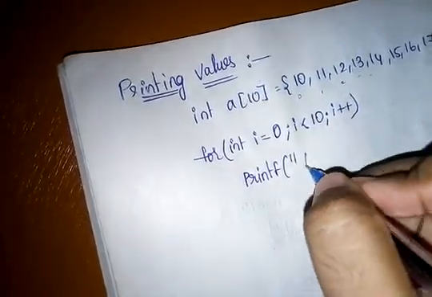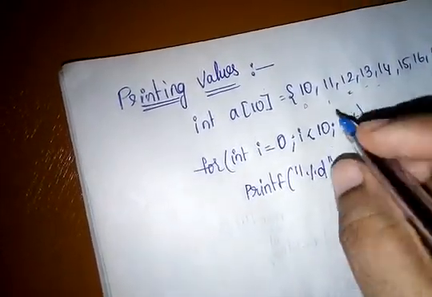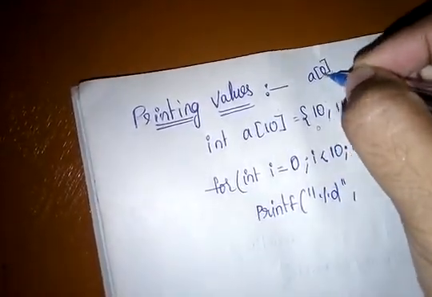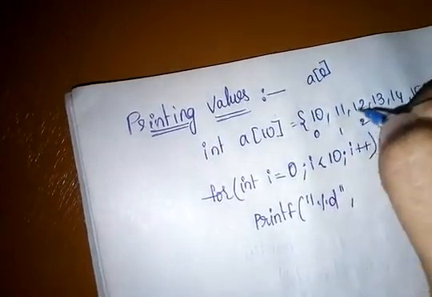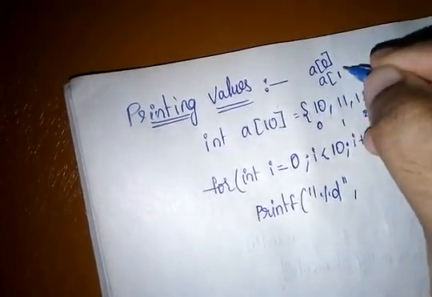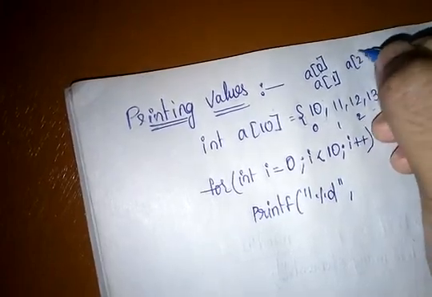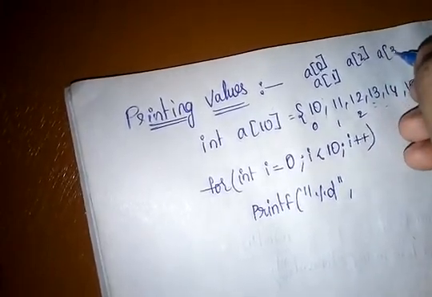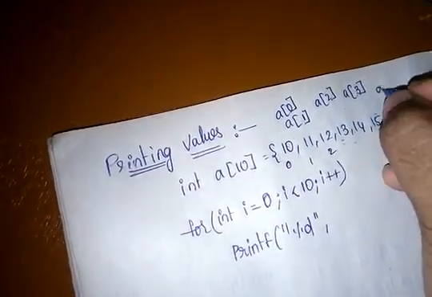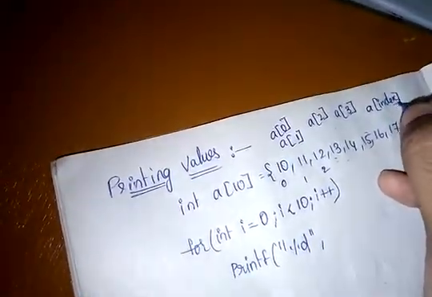All these are integer values, so you will write %d, comma. In order to print 10, we have to write a[0], that is index 0. In order to print 11, we have to write the array name a and its index number within the square brackets, a[1]. So if you want to print 12, a[2], print 13, a[3]. Likewise, if you want to print a particular element, you need to write the name of the array followed by its index enclosed within the square brackets.